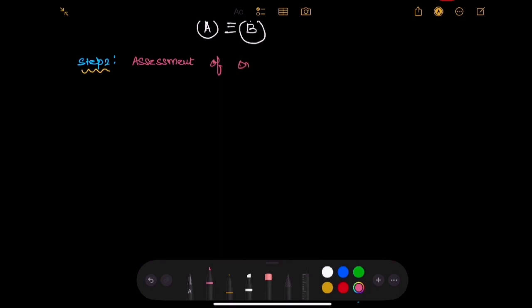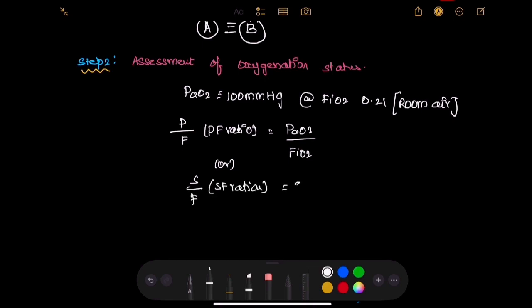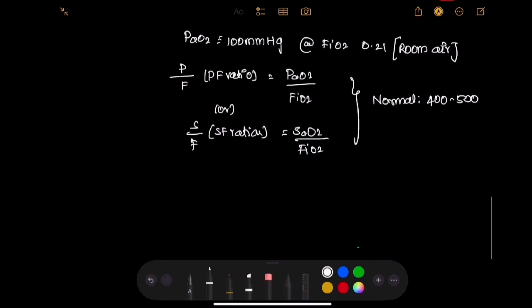After checking the validity, we assess the oxygenation status of the ABG. The normal PO2 is 100 millimeters of mercury at room air of 21%. Then we measure the PF ratio using the PO2 and the FiO2 delivered. The normal range is 400 to 500 millimeters of mercury. If the PF ratio is less than 300, then we call it ARDS, which is acute respiratory distress syndrome.